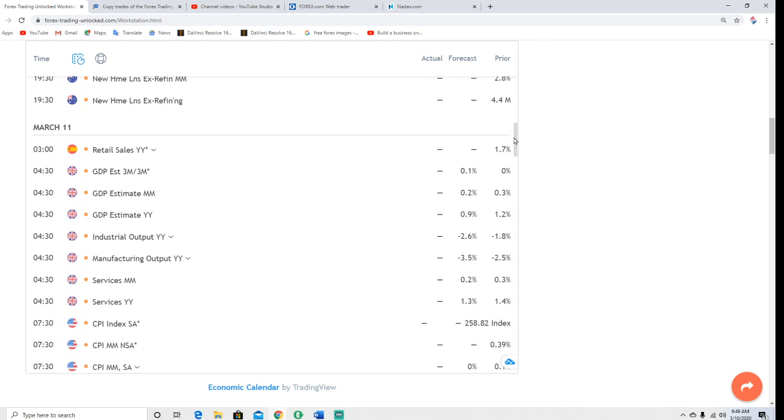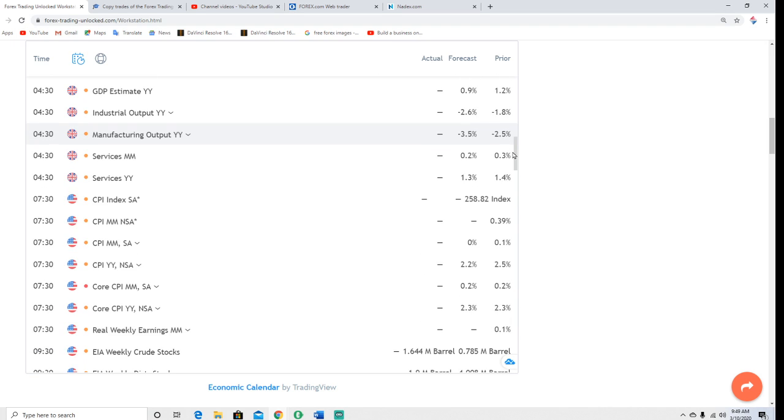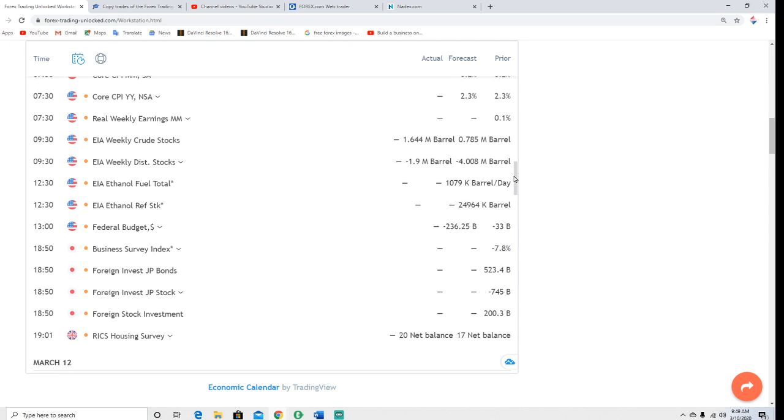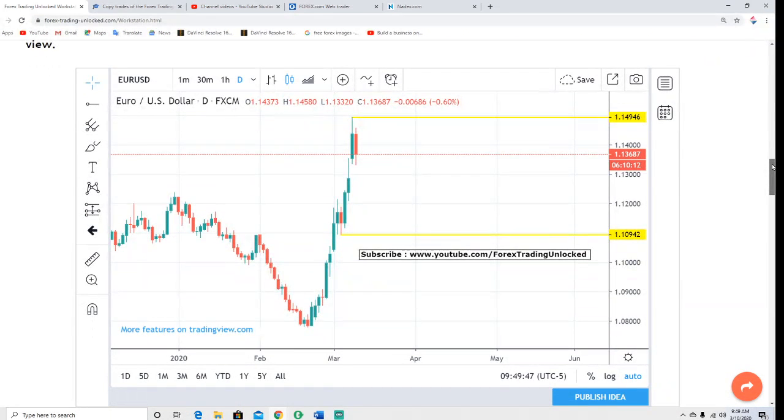We have little Australian numbers, but for the 11th we have a lot of UK numbers, and we have CPI and for the US, as well as we have for Japan, we have some numbers as well. So tomorrow we're going to have some things that could really rock the major currencies especially. So what's going on here?